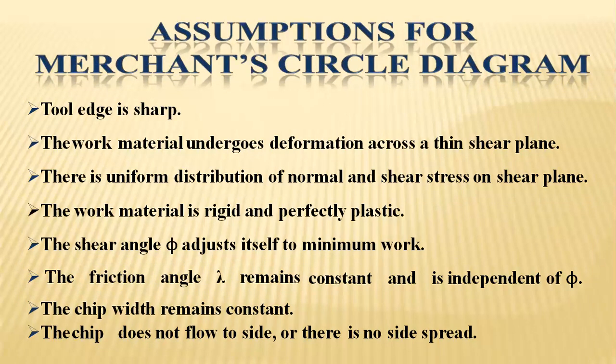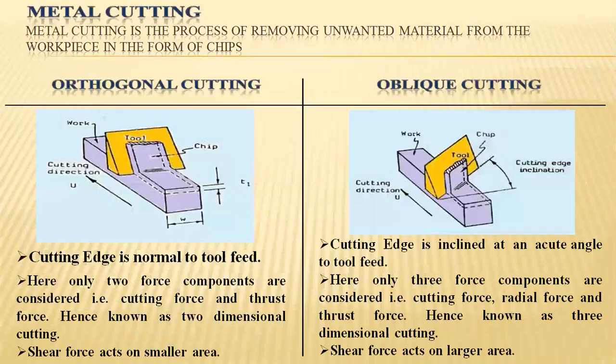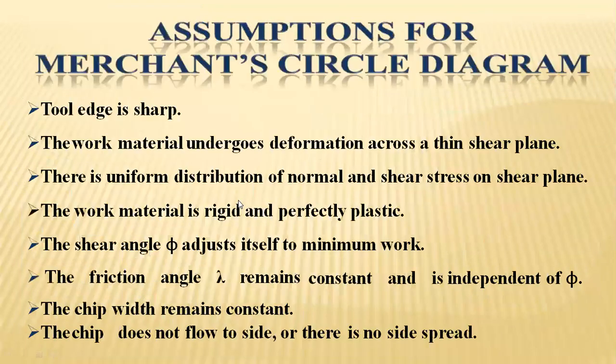Second thing, the work material undergoes deformation across a thin shear plane. Based upon the working environment, the tool will be in a fixed position as shown in the diagram previously, and the work part will be moving in a particular direction of flow. Hence, the material thickness t1, that is the feed rate, will be removed across a thin shear plane.